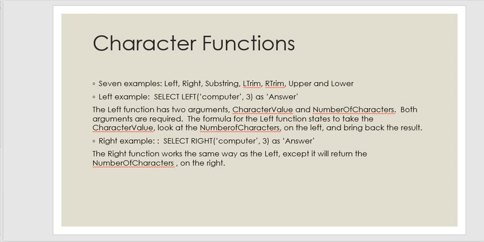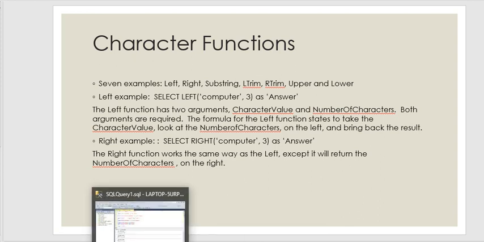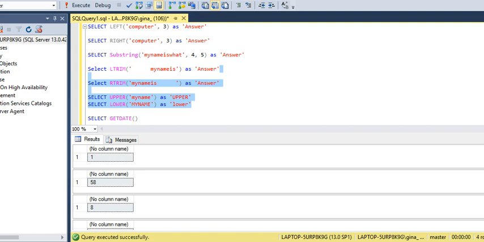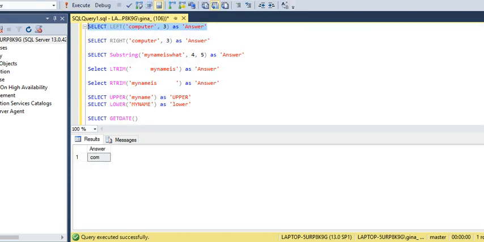And what it does is it returns the first, in the example we have 3, so it's going to return the first 3 characters going from the left side. And let's look and see what that looks like in our example. And we'll highlight, execute, and we'll see that it returns COM as the first 3 characters from the left.